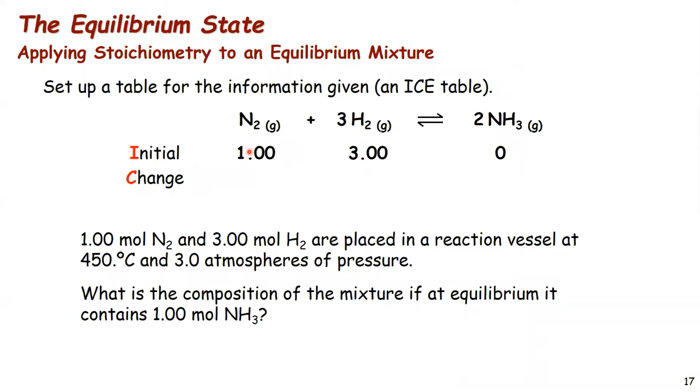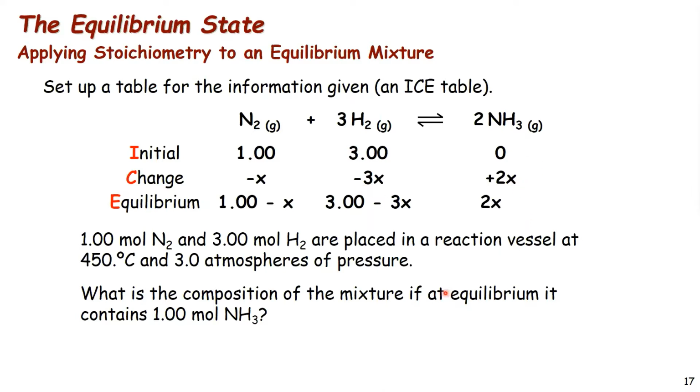So in terms of X, we're going to lose 1 of these, right? So we'll lose 1X, so minus X. In the case of hydrogen, we're going to lose 3 of them. So it'll be minus 3X. And since we're always going to gain products, we're going to gain 2X of the ammonia. Equilibrium, well, that's just the sum of your initial and change. So this is going to be 1 minus X. This will be 3 minus 3X. And this will be 0 plus 2X, or just 2X.